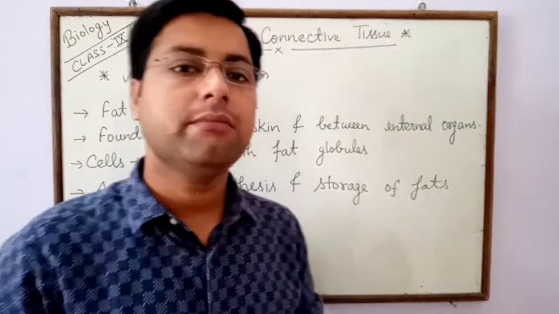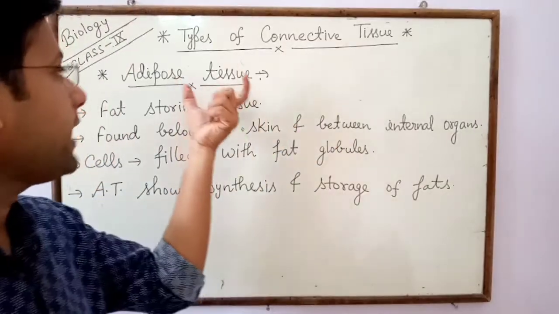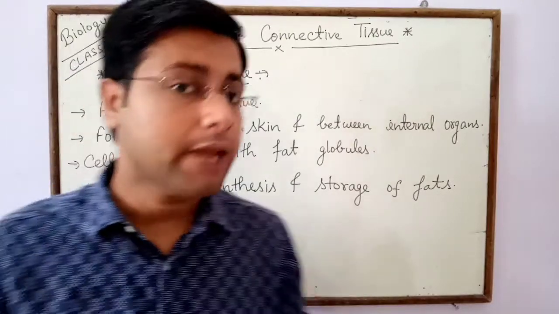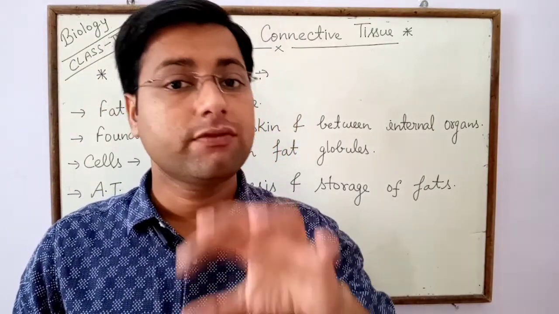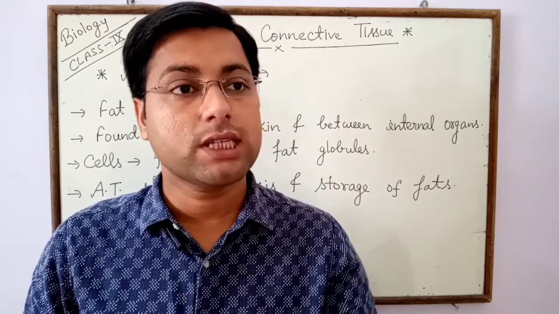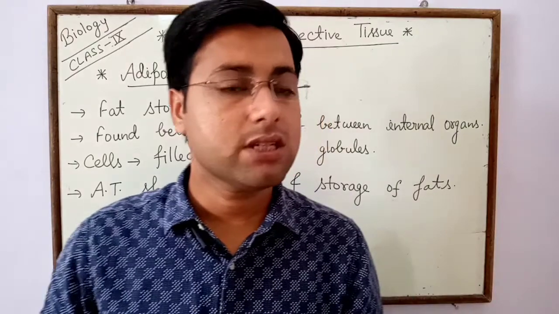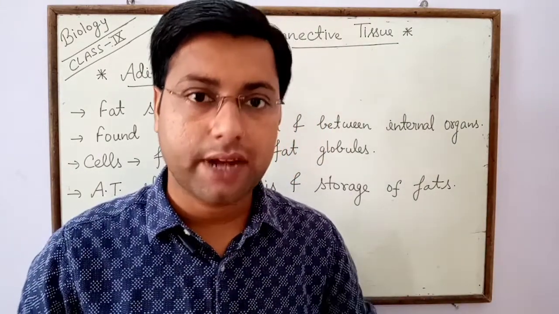Now the second number is adipose tissue. First number areolar tissue and second number adipose tissue. Adipose tissue is a type of connective tissue, and it is also a fat storing tissue because it stores fat, and the main function of adipose tissue is the synthesis of fat and storage of fat.